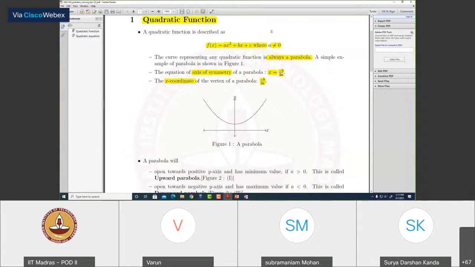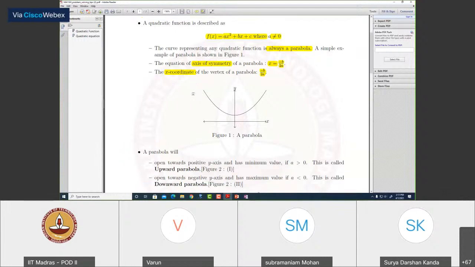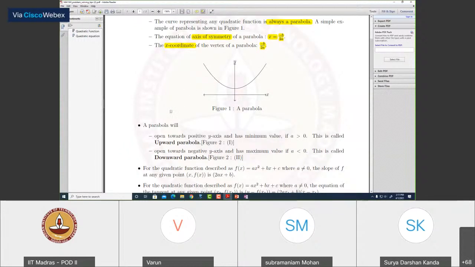Fine. Now, whether the parabola will be opening upwards or downwards, that's what I was telling, right? If a is greater than 0, the parabola will be opening upwards. And if a is less than 0, then it will be a downward parabola. Now, what happens if a equals 0? Then it becomes a straight line. Fine.